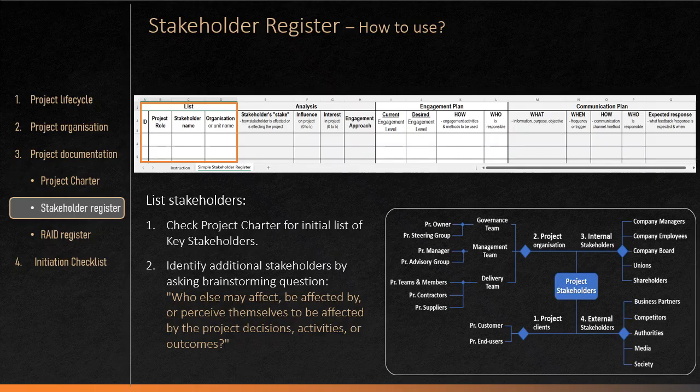Also, you can use the stakeholder mind map shown on the slide to consider different stakeholder groups. And finally, before finalizing the list, ask one more question. Is there anyone else left or forgotten? This final question is simple, but it often reveals important stakeholders who were initially overlooked.